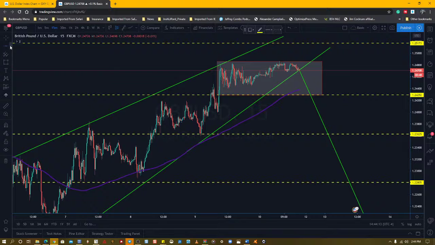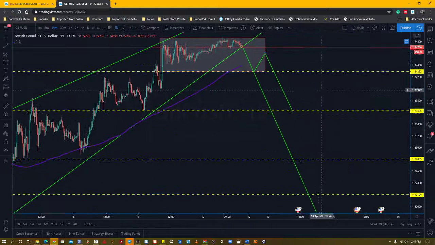So we'll get something maybe like this right here. We'll get a breakout to the downside. We'll get a retest, probably either to here or to here. And let's just say it's from here. And then we'll get our breakthrough to the downside.